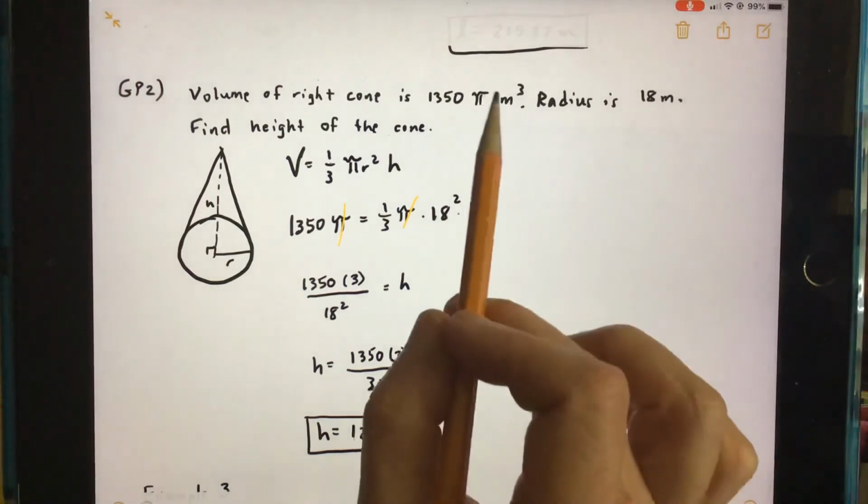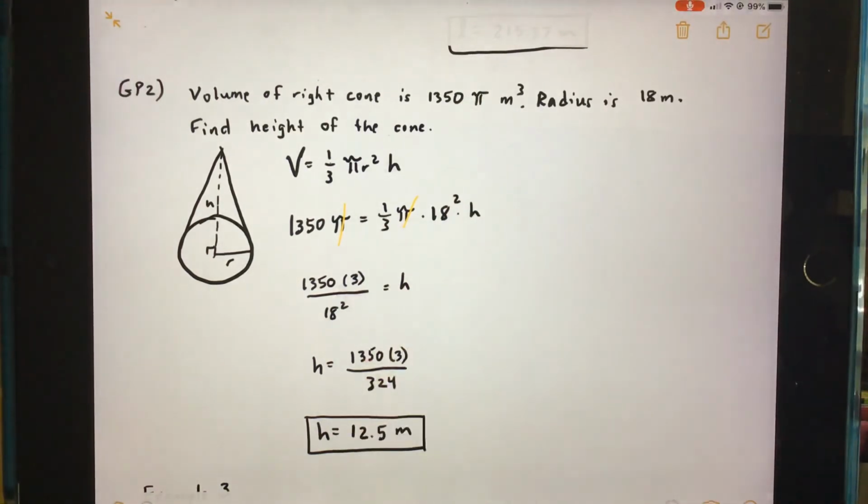And I get an exact answer this time because they gave us a volume in terms of pi, which is an exact value. So there's no rounding that's necessary on this one.